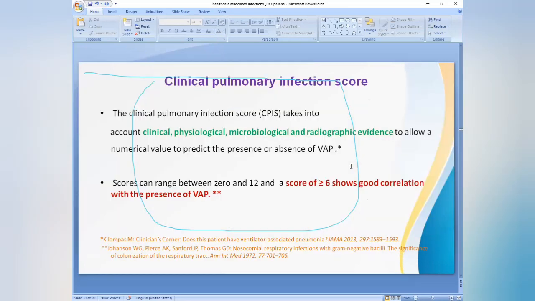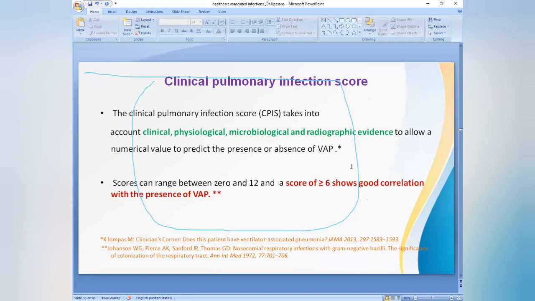So the CPIS score accounts for clinical, physiological, microbiological, and radiographic evidence, all 6 parameters as I said, allowing a numerical value when completely added up for the presence of ventilator associated pneumonia. Scores range from 0 to 12, and a score of more than 6 is a good correlation for ventilator associated pneumonia.